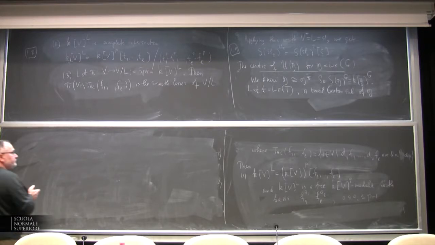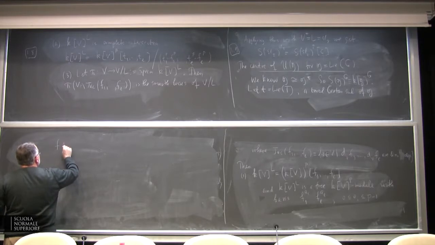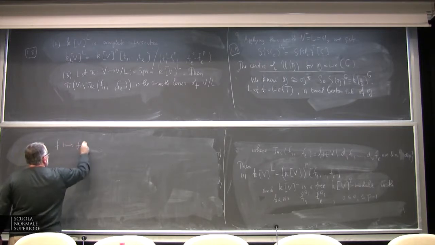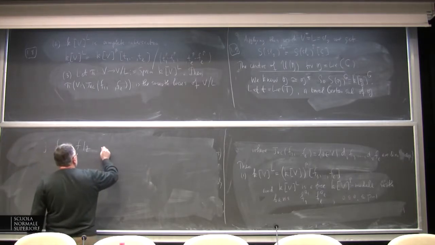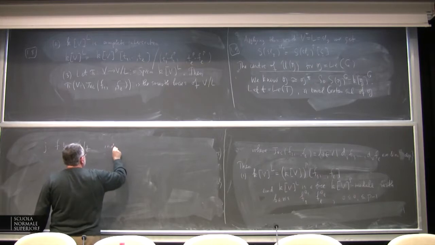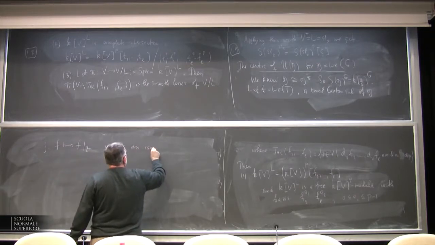Okay, so then we have the Chevalley restriction theorem, where we have a function and then we restrict it to the Cartan subalgebra, and then we call this map J. So let this map J induce an isomorphism.